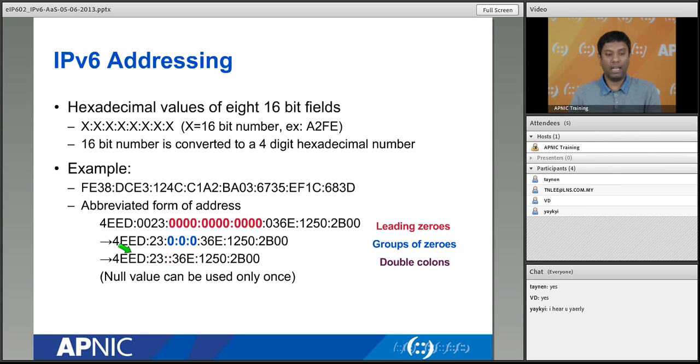So how many blocks do we have now after abbreviation? 1, 2, 3, 4, 5 blocks. Out of 8, we have only 5 blocks. And how many blocks are missing? 3 blocks are missing. Where are those missing blocks? They are inside the double colon. That's it. So this is how we can abbreviate it. If we abbreviate our IPv6 address in that way, we can make it very short and sweet.